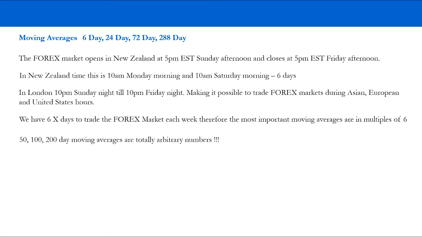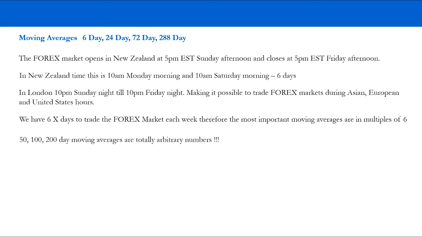And if you download data on currencies on a daily basis, you'll see each week includes 6 days. When we look at these times in London, it's 10 p.m. on a Saturday night when the currency markets open, and they close at 10 p.m. on Friday night. So those hours are a bit friendlier in terms of making it possible to trade Forex markets during Asian, European, and United States hours. But the point here is that we have 6 days to trade the Forex markets each week.